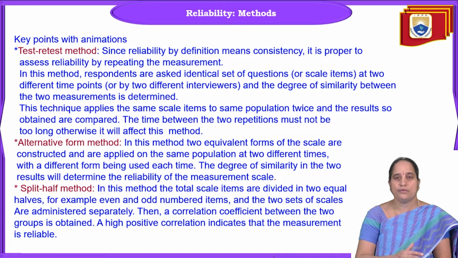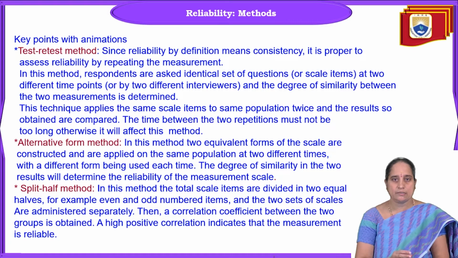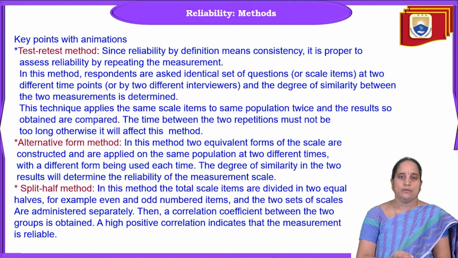Whatever form you apply, we should get the same consistent answers from the respondents, and based on that we determine whether the data we have collected from the respondents is reliable or not. This method is known as the alternative form method. Whereas in the first case, you do not change the form of the method. The same method is conducted at different intervals, at different locations, by different people.